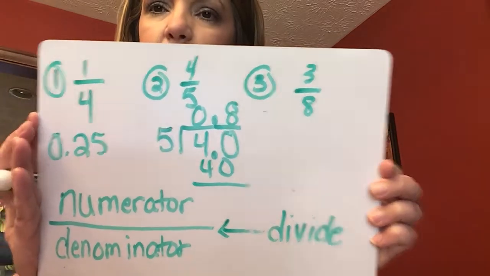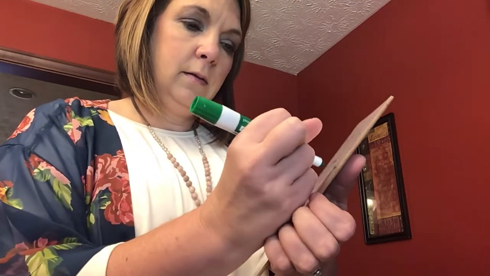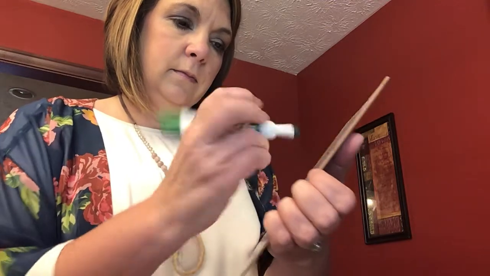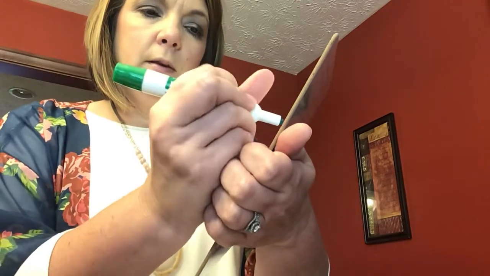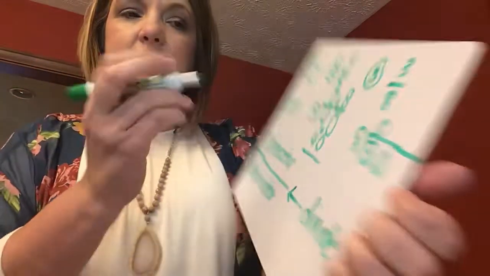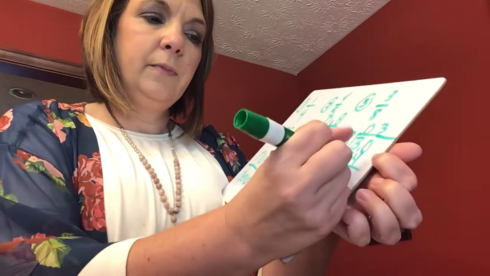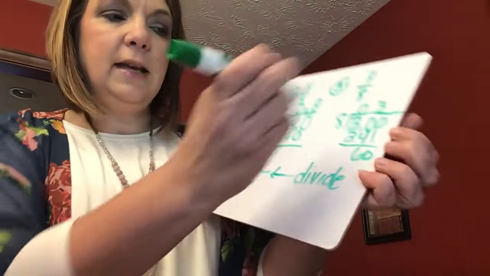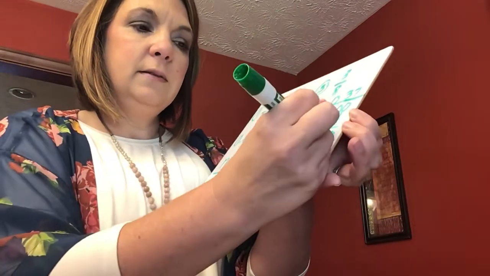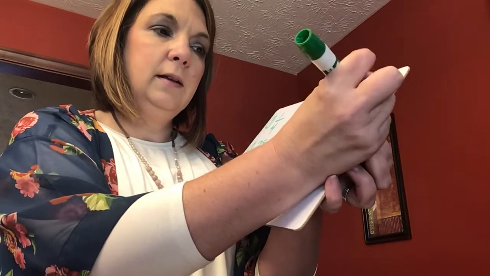Okay? Now for 3/8. 8 won't go into 3. Nope. Will 8 go into 30? Yes. How many times? 3 times to get 24. Will 8 go into, add a 0 and bring it down, 60? Yes. How many times? 7. That's 56. 60 minus 56 gives me a 40.